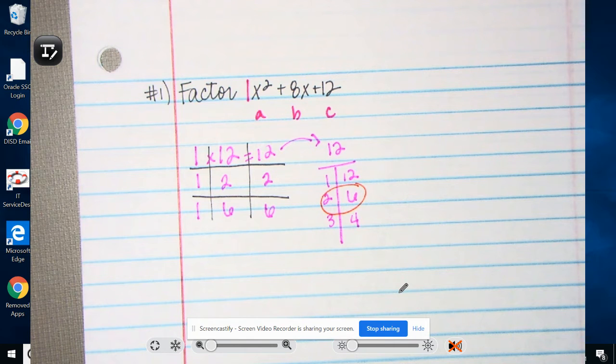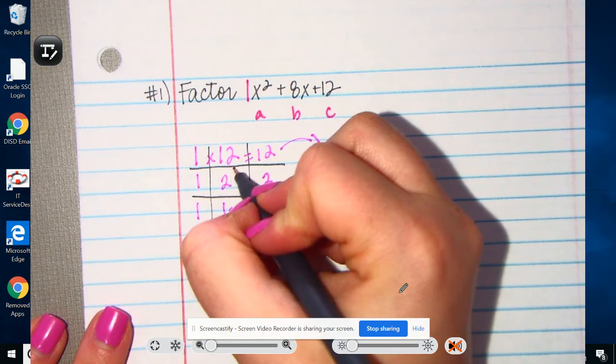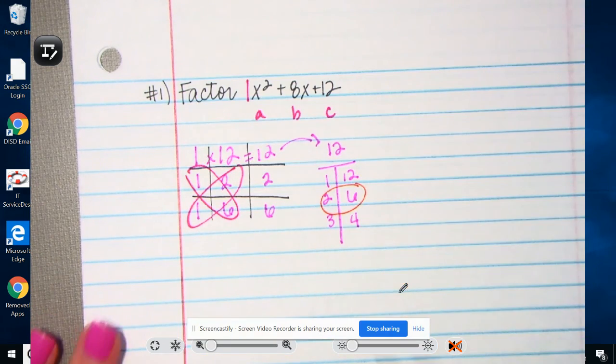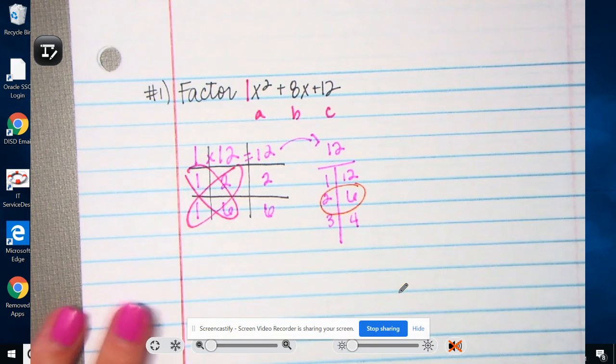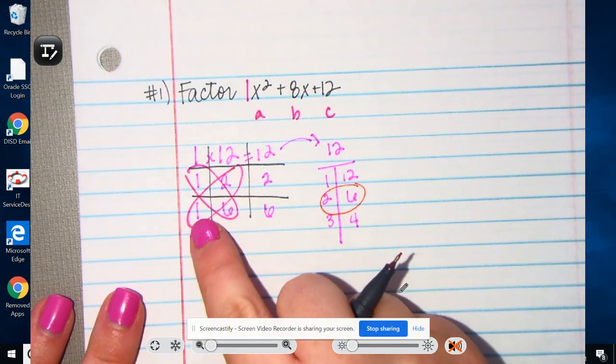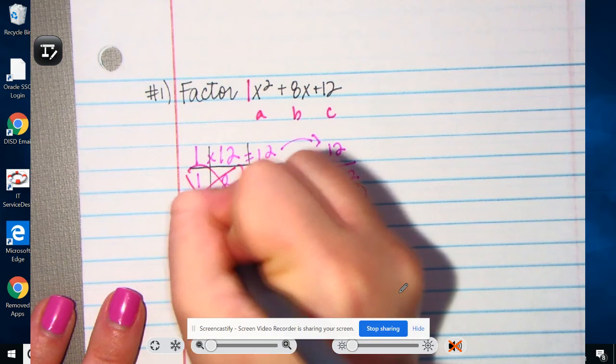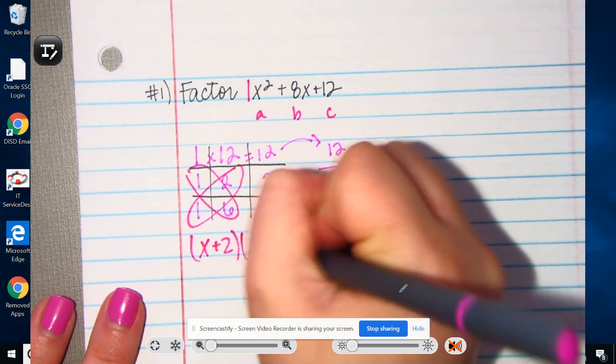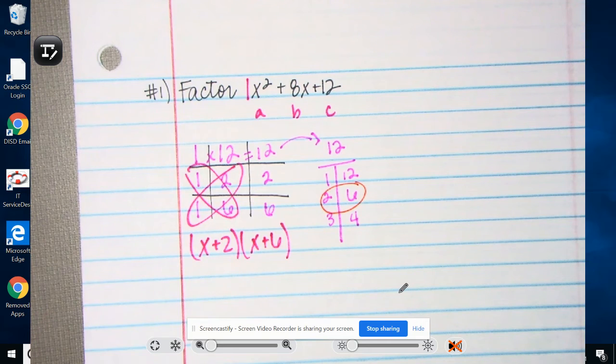Once you've filled in your tic-tac-toe, you guys are going to do your butterfly. Okay, and remember the left-hand side are your x values. So you have x plus 2, and then x plus 6. And this is how you're going to factor x squared plus 8x plus 12.